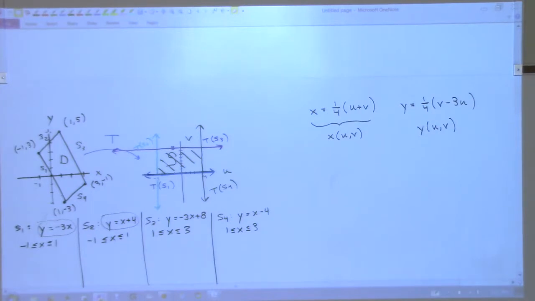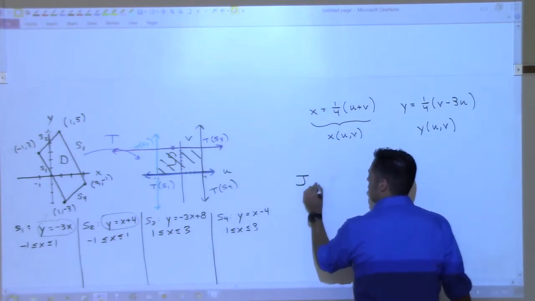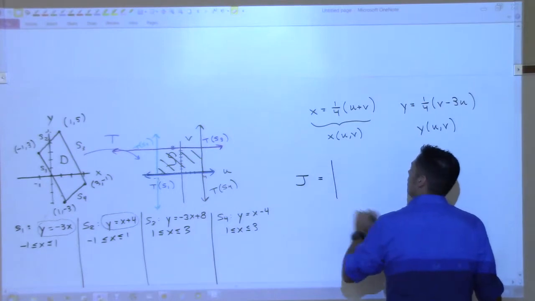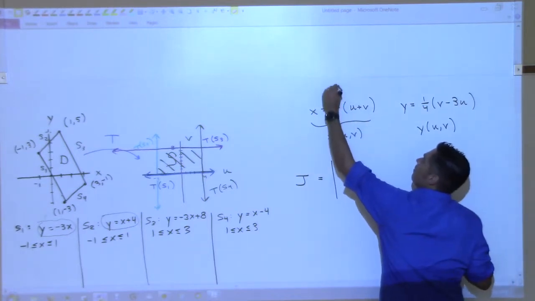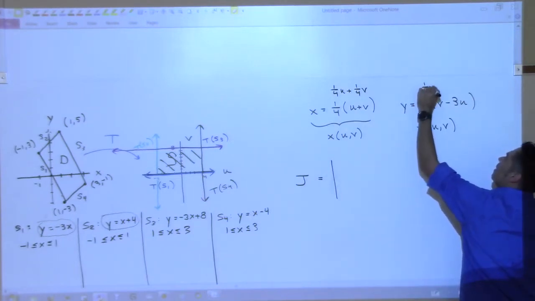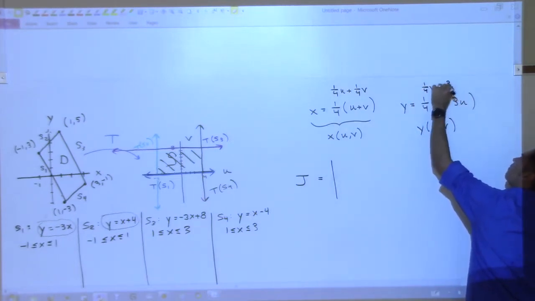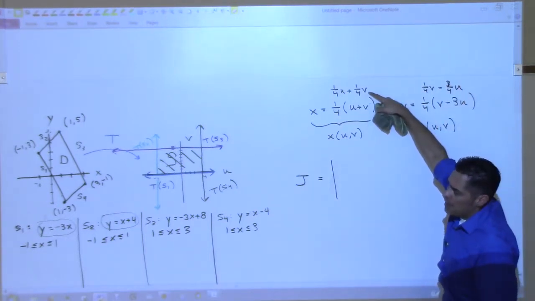Remember that thing? You go like this, these two multiplied, minus these two multiplied. That's where this comes from. Then we have to take the absolute value of it. All right, so let's do that. The Jacobian, I'm just going to call it J for Jacobian, is going to be, let's see, the partial of x with respect to u. So what is the partial of this with respect to u? Remember, that's just 1/4 u plus 1/4 v, and this one is 1/4 v minus 3/4 u, right? Distribute the constant through. So what's the partial derivative of this with respect to u?